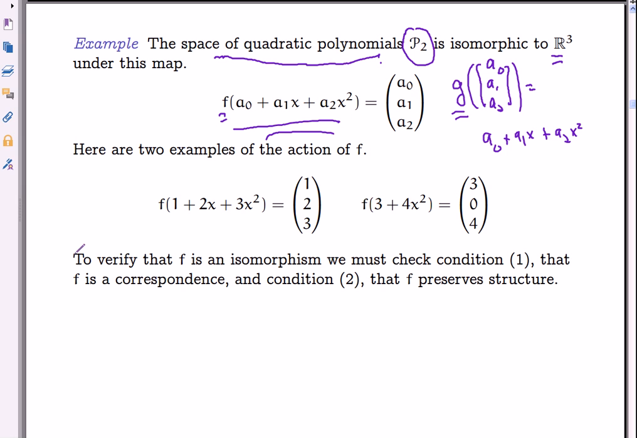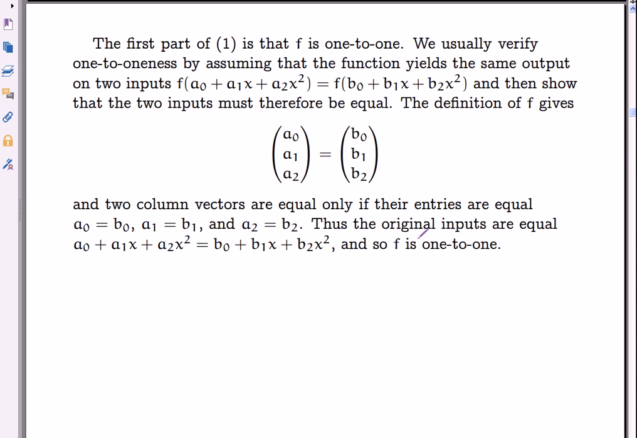Okay, let's go ahead and verify that this mapping F is a correspondence, that is, that it is a bijection. And number two, that F preserves structure. We have that equation with addition and scalar multiplication, and we need to verify both of those.